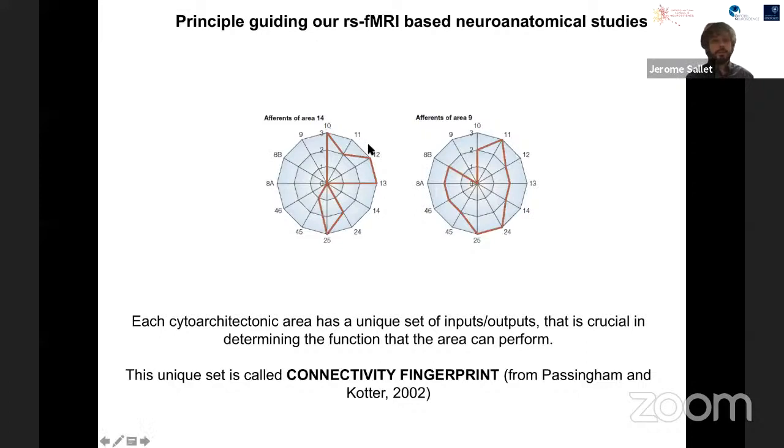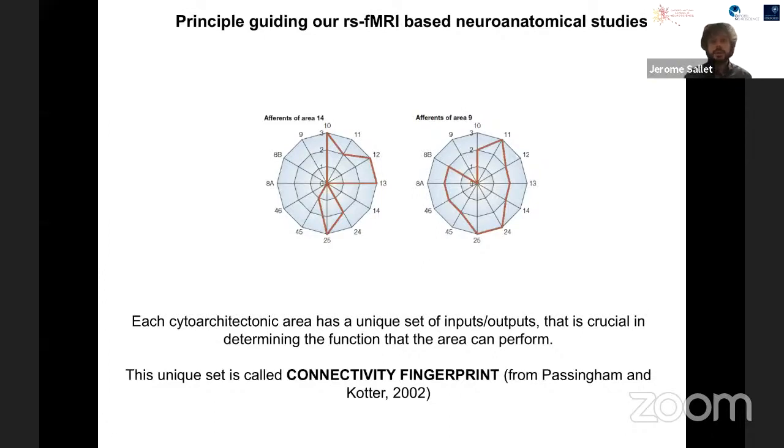So here, 10, 11. As you can see, the connectivity fingerprints for the two areas are completely different. Area 14, an orbital frontal cortex region, is connected with other orbital frontal cortex regions, while it has little to no connection with areas located on the lateral surface of the prefrontal cortex. However, area 9 is part of the lateral prefrontal cortex and has connections with those areas on the lateral surface and weaker connections with areas on the orbital frontal cortex.